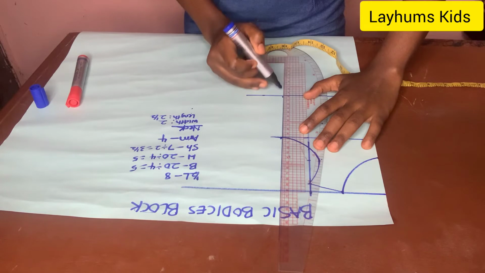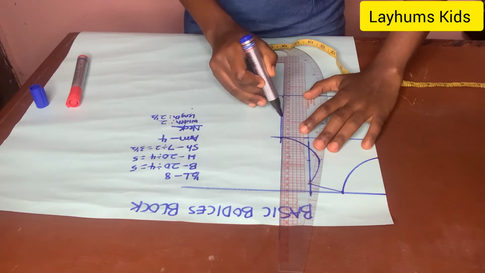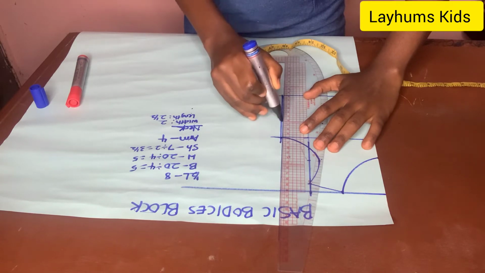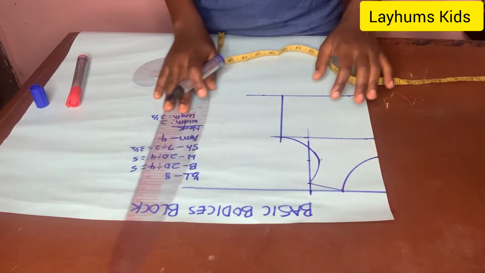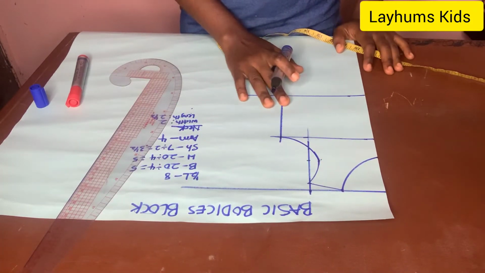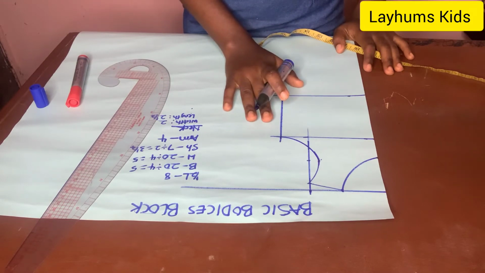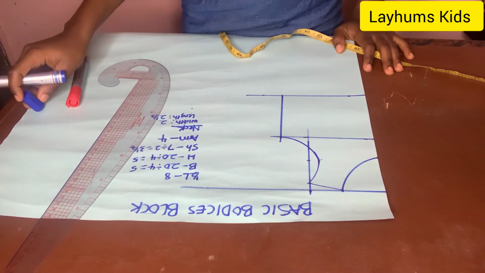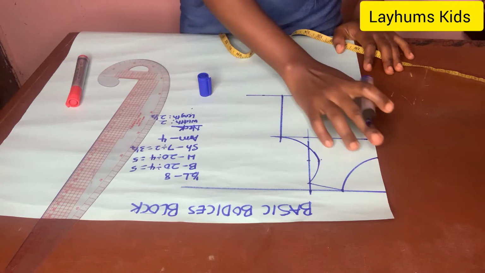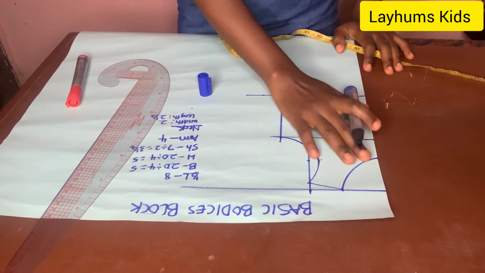Now draw a straight line to connect both together. So this being done, my basic bodice block is actually ready. The next thing I'll do is to add my allowances to it.